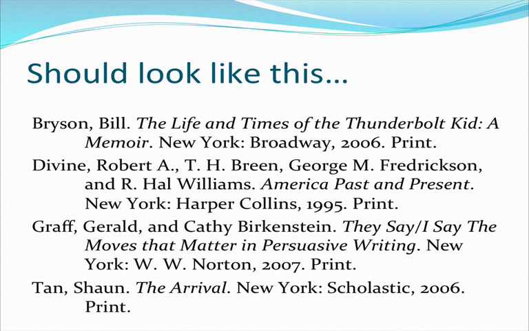You can see that we have 4 sources here. One written by Bill Bryson, one written by Robert Devine, T.H. Breen, George Fredrickson, and R. Hall Williams, one written by Gerald Graff and Kathleen Birkenstein, and finally one written by Sean Tan. You can see they're all organized alphabetically by the author's last name because each of these sources had an author's name listed. And so we just go by B, then D, then G, then T. If we didn't, we'd alphabetize by the next thing we came to, which would be the first words of the title. Again, skipping any of the A, ands, or thes in terms of where we alphabetize them.